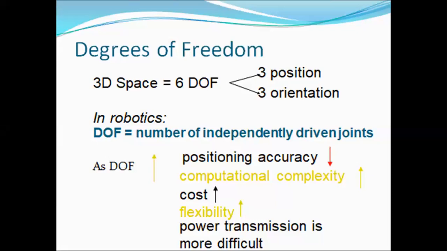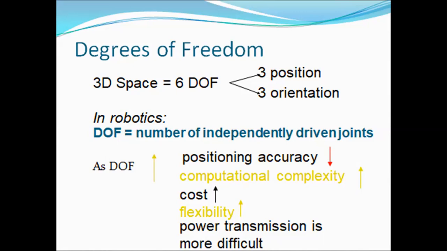Okay, if we increase the degree of freedom of a system, what will happen? The positioning accuracy will decrease. It means that if you increase the degree of freedom, the mobility of the mechanism will also increase. Suppose you count the degrees of freedom of your hand: your shoulder, your elbow, your wrist, your fingers, right? If the degree of freedom further increases, the position accuracy will decrease.